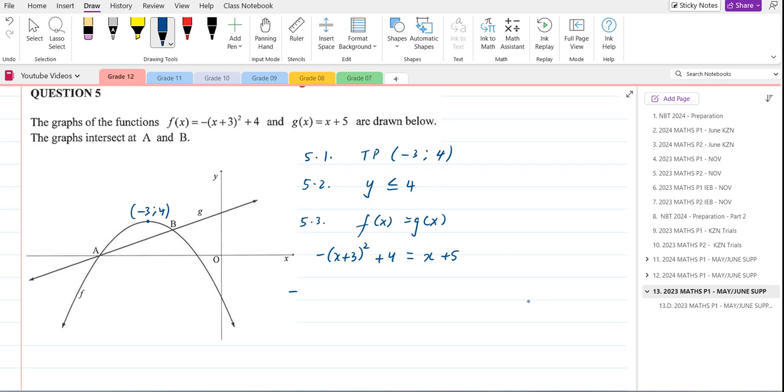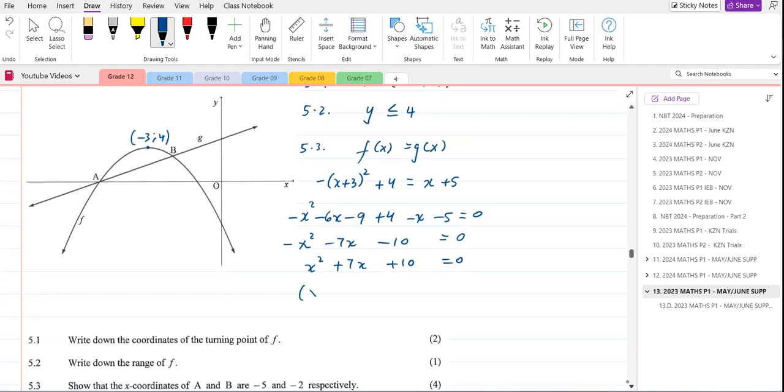Remember, I'm taking the negative inside as well, so you get minus (x squared plus 6x plus 9), so minus x squared minus 6x minus 9 plus 4, bring the x over, minus x minus 5 is equal to 0. So we have minus x squared, minus 6x minus x is minus 7x. What we have here is minus 9 plus 4, that's minus 5, which is minus 10, is equal to 0. So we got x squared plus 7x plus 10 is equal to 0.